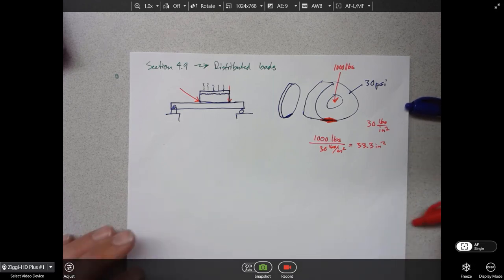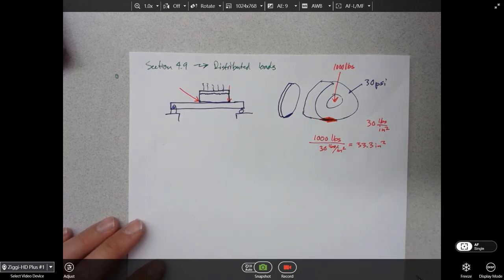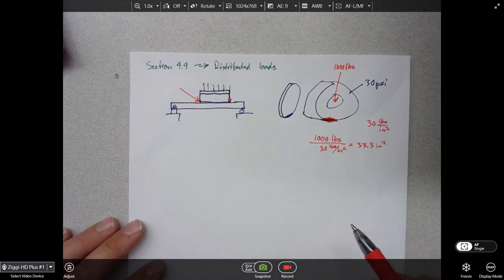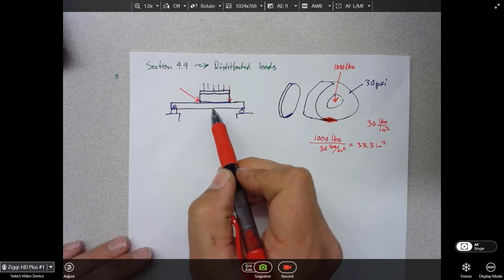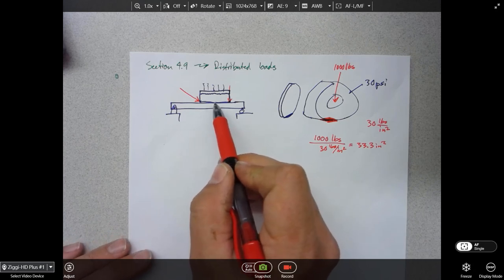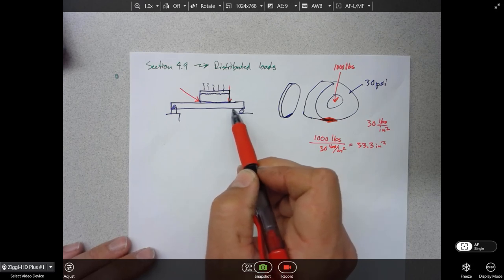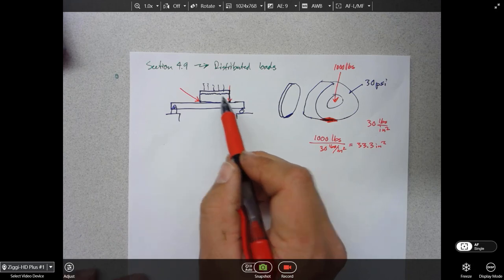So that's that good old dimensional analysis stuff that we were talking about. This, though, we said pounds per inch squared in our tire. What we often do in two-dimensional analysis is we'll say pounds per foot. So you can actually size beams as being able to carry a given load per foot. So it might be 1,000 pounds per foot or something like that.